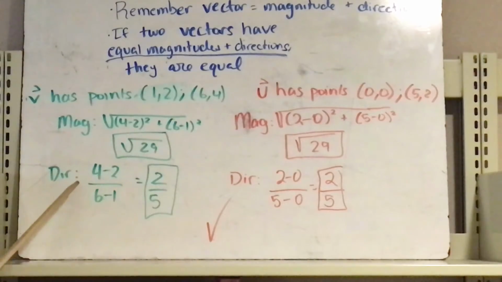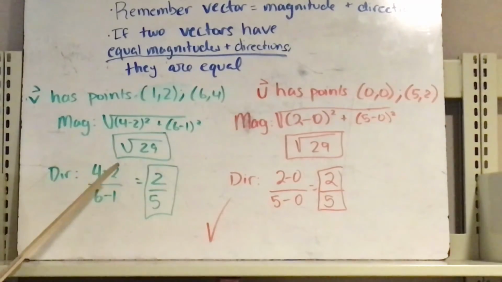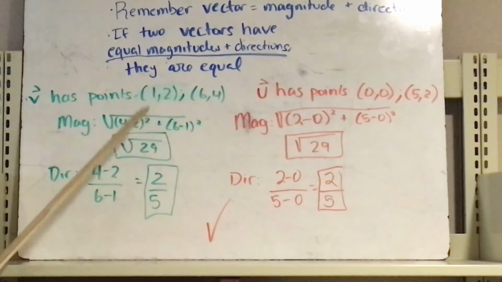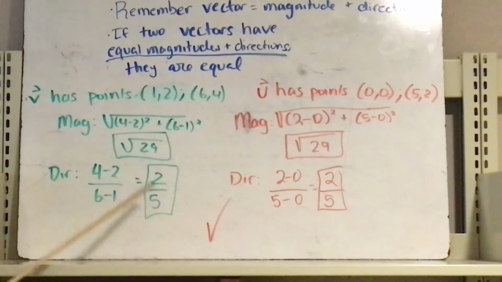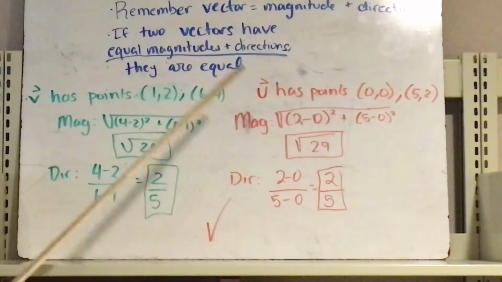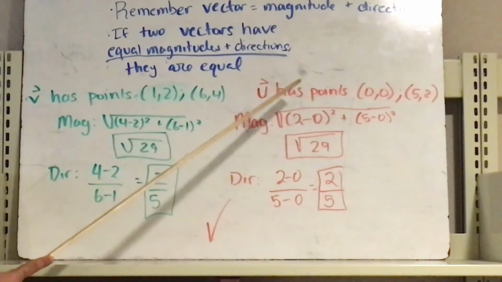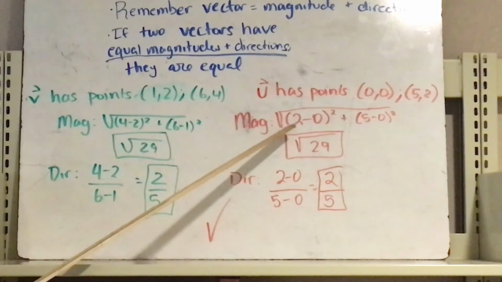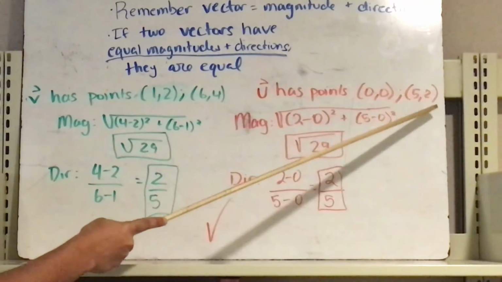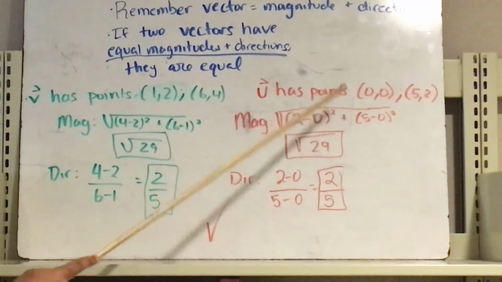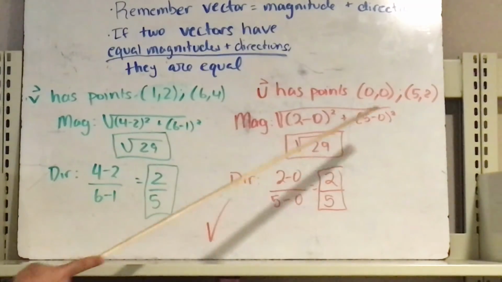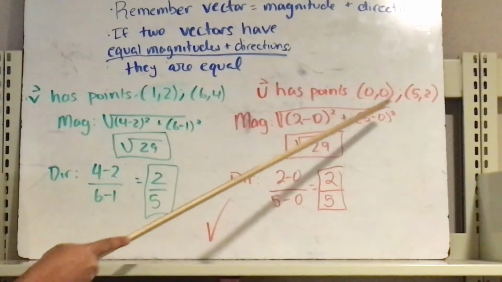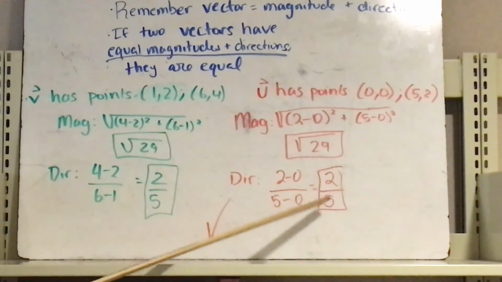For direction, we're going to use the slope this time. For the slope formula, 4 minus 2 over 6 minus 1 gives us a slope of 2 over 5. So that's our direction. Now let's go over to vector u and see if we have the same ones. Plug the points into the distance formula: 2 minus 0 squared plus 5 minus 0 squared gives us square root of 29. And for direction, the slope, 2 minus 0 over 5 minus 0 gives us a slope of 2 over 5.